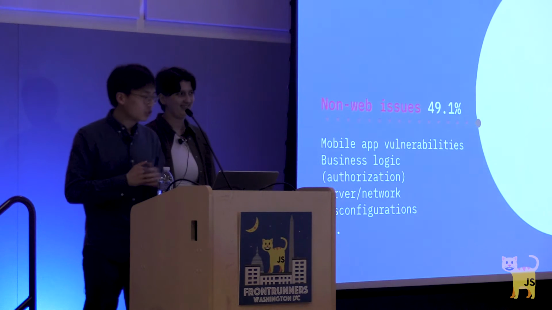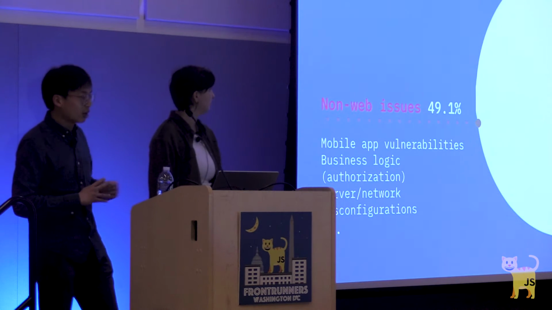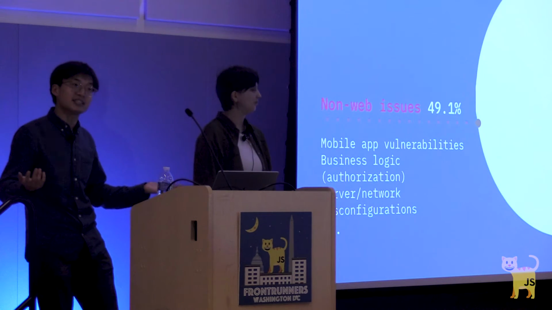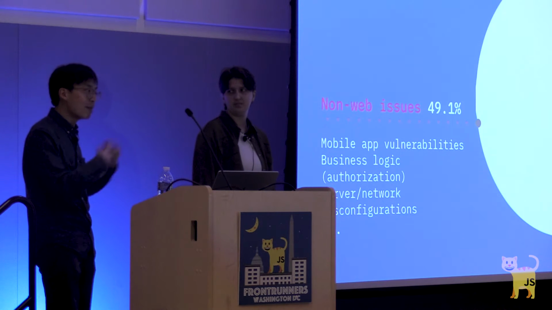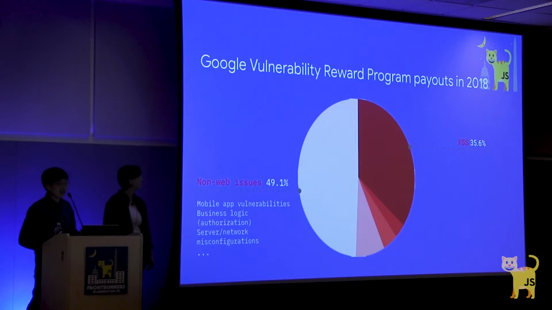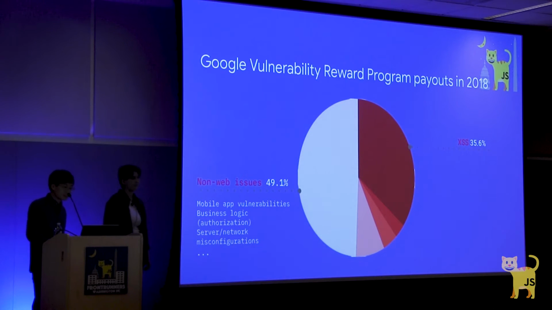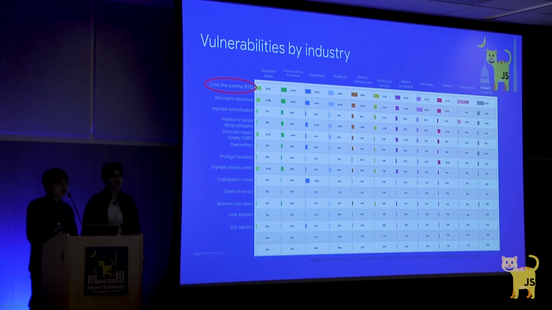So as you can see, of the bugs that were reported to us in this data set, a lot of them are web bugs, which makes sense. Google mostly is a web app company. And as you can see, of the web bugs, XSS vulnerabilities are a huge subset. But this is not unique to just Google.